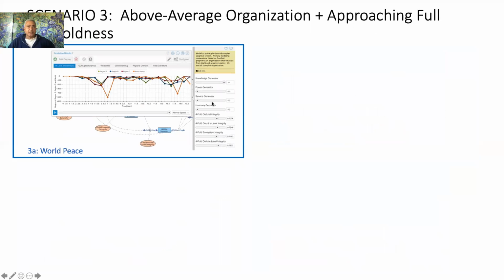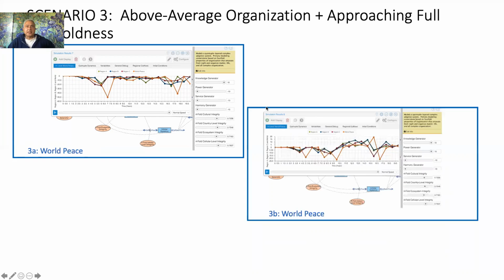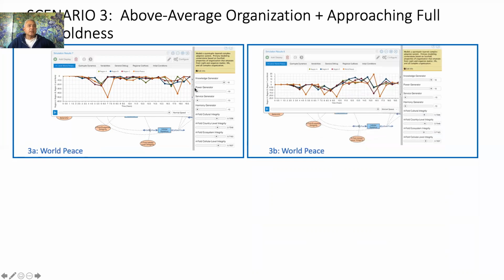Now we get to the most interesting situation, which has above average organization and is approaching the full fourfoldness. And this is represented by a number of stages in which we'll see different representations of world peace. So in the first situation, you've got only one of the 4 sources of innovation fully active, while the others remain adverse. And you have higher than normal levels of organization. So this pattern ripples through all the quintuple layers and then regional flows of this gas. And in general, we see that it tends negatively over a 20-year period.